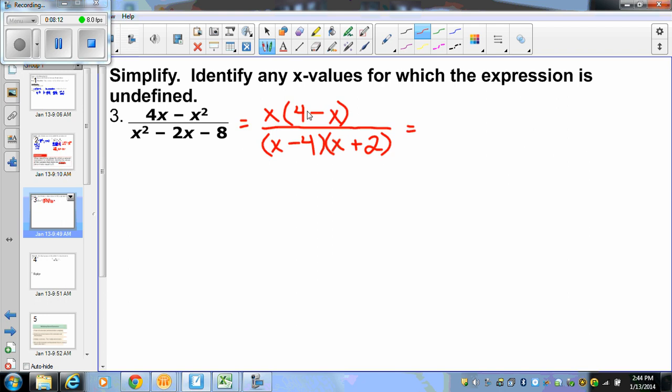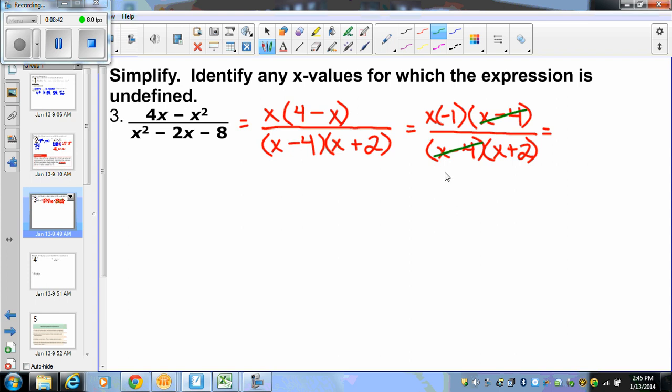In fact, if I factor a -1 out of this 4 minus x, that becomes a positive x and a -4, because it would just change the signs of what's in the parentheses. And now I have common factors. So that's a little bit of trickery there. So in the numerator, you cancel out the x minus 4 from both the numerator and the denominator. In the numerator, you have x times -1, which is -x. And in the denominator, you have x plus 2.